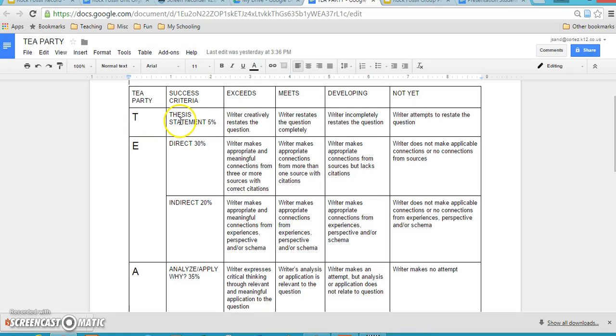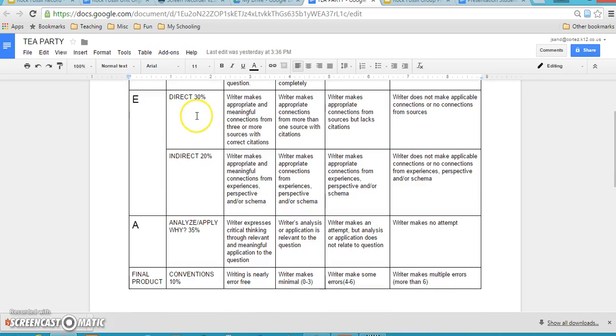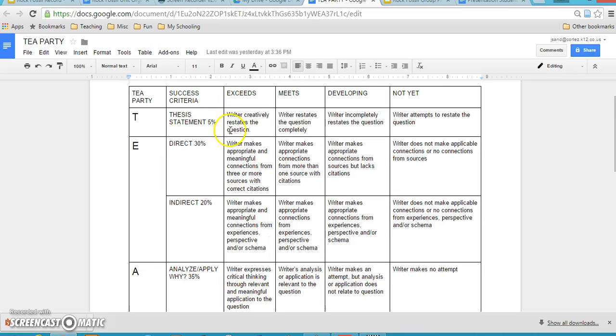Okay, so let's look at these categories that you'll be scored on. You'll notice there's a percentage right next to these. That means that say the project is 20 points, or say each slide is worth 10 points. Of those 10 points, 5% will be based on how well you execute the thesis statement.